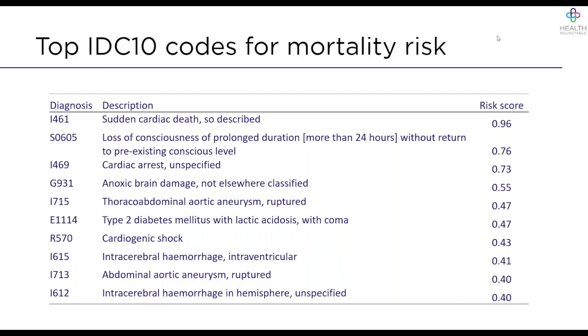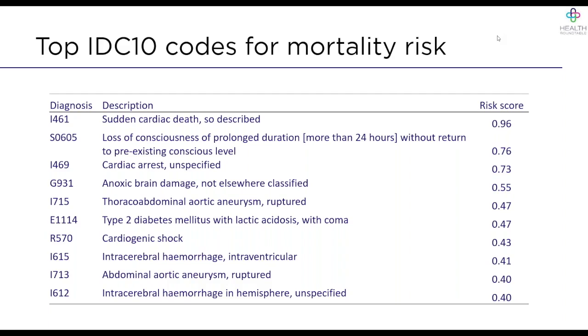So here's what the top 10 ICD-10 codes look like in this risk score. At the top, sudden cardiac death, so described. You might wonder why this doesn't get a score of 1. Interestingly, there are some episodes in our database that are recorded as having survived. Only a couple.